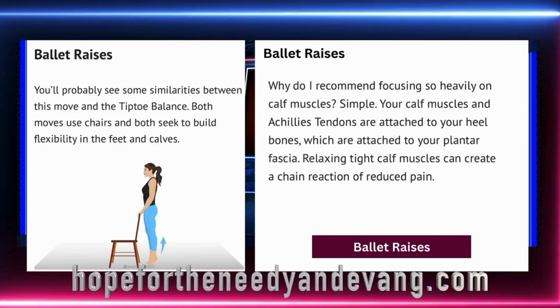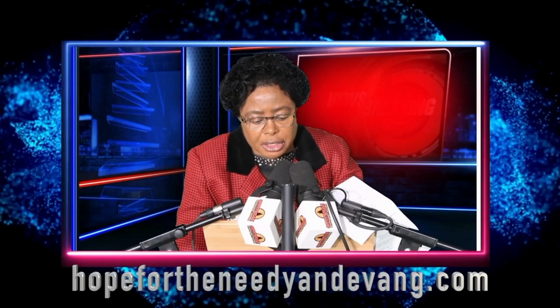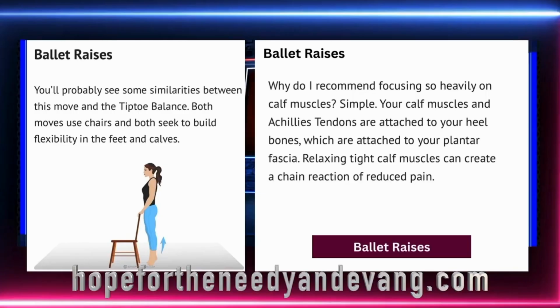This is very effective because the calf muscles and Achilles tendons are attached to your heel bones, which are attached to the plantar fascia. The plantar fascia is the foot muscle. Relaxing your calf muscles can create a chain reaction of reduced pain. For this, you need to use a sturdy chair as a makeshift ballet bar. Like the tip-toe balance, you can choose to do it with or without shoes.